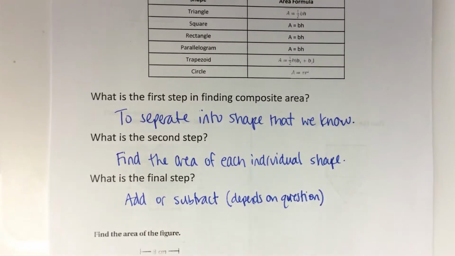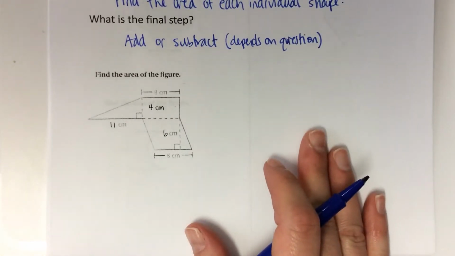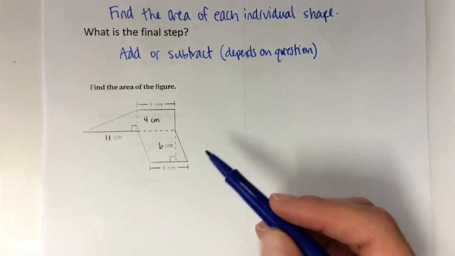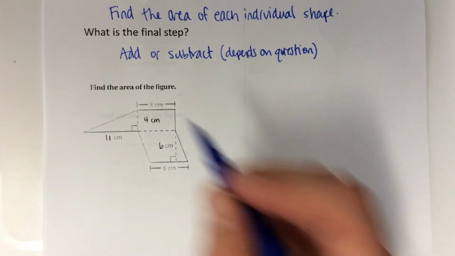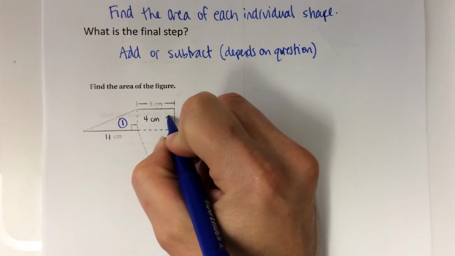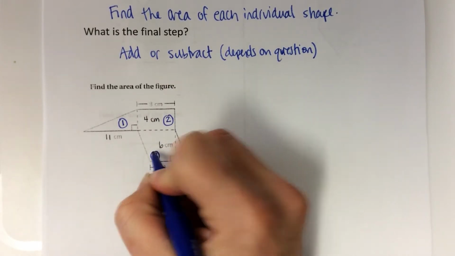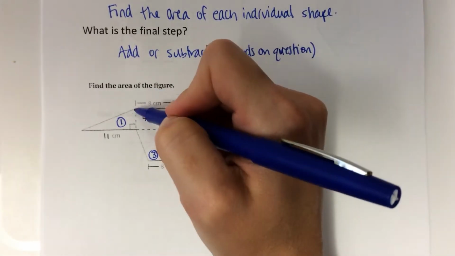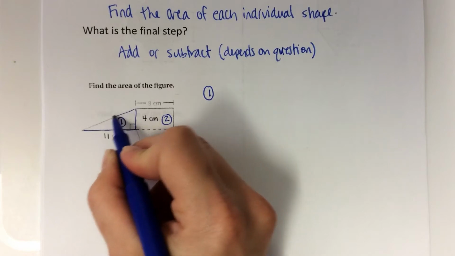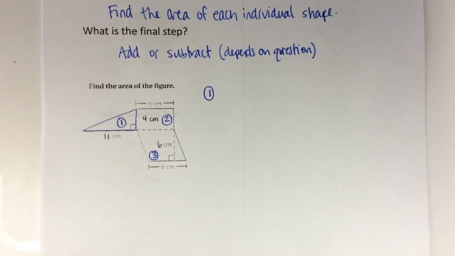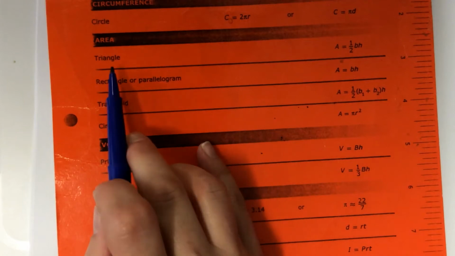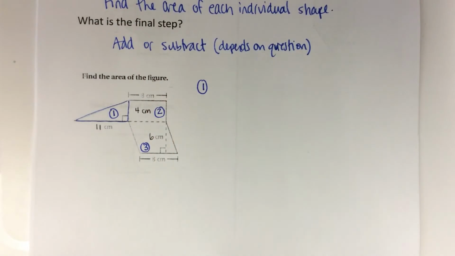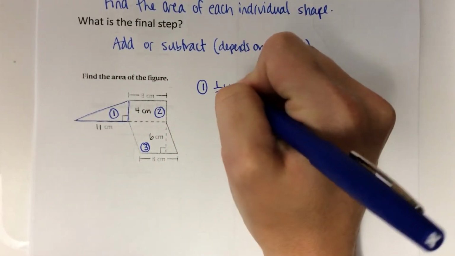Okay, so let's look at our first problem. We have this composite figure. We know it's composite because by looking at it, that doesn't make any shape that we know. So I need to break it off, and I'm going to label mine by number. So I'm going to say this is shape number 1, this is shape number 2, and this is shape number 3. So looking at shape number 1, I can see that that is a triangle. So I'm going to go to my chart, and to find the area of a triangle, we do 1/2 times base times height.